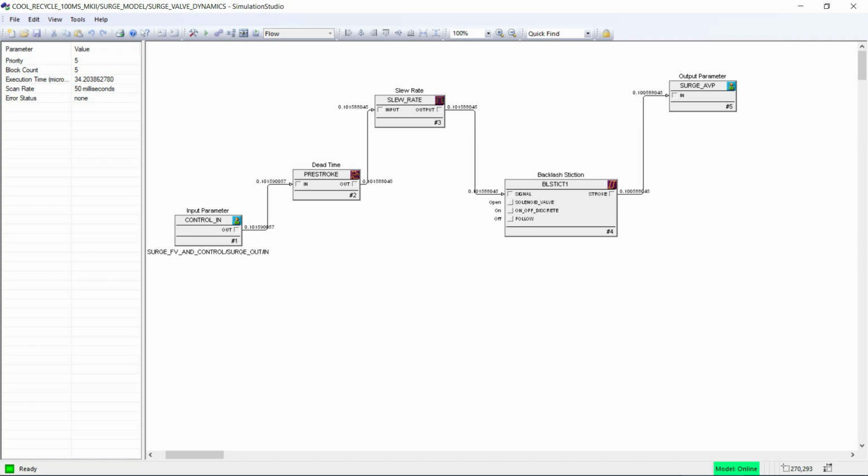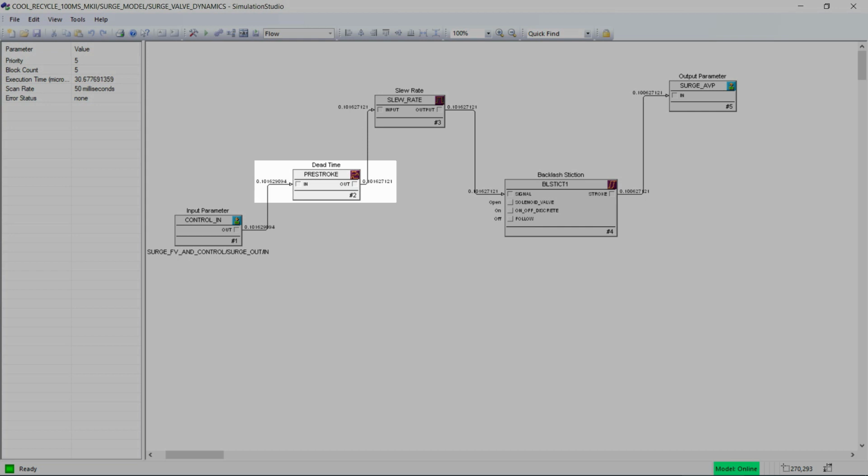Another key factor in systems with surge are the valve dynamics. Often, valves are the slowest responding elements in a compressor system, which makes their dynamic simulation essential for surge processes. To include valve dynamics for the surge valve, we have simulated a quick opening valve with a dead time of 0.4 seconds, an opening slew rate of 50% per second, and a closing slew rate of 5% per second.